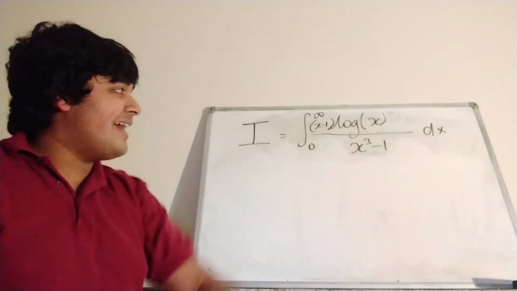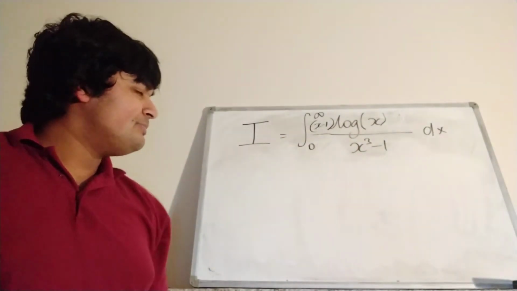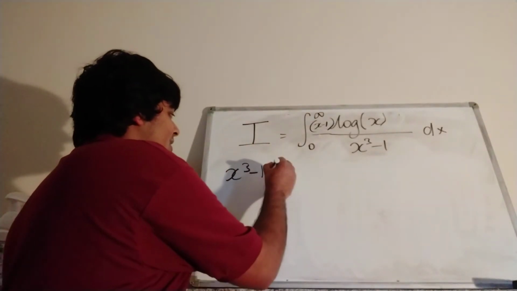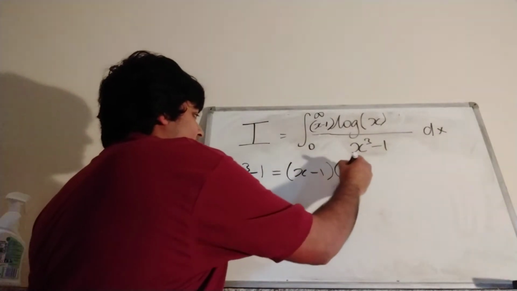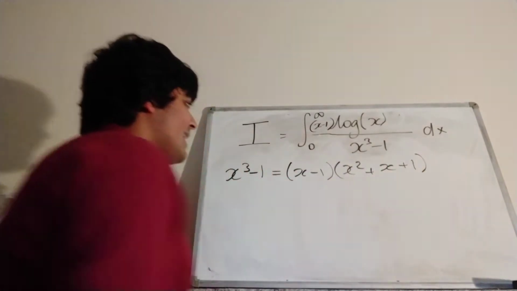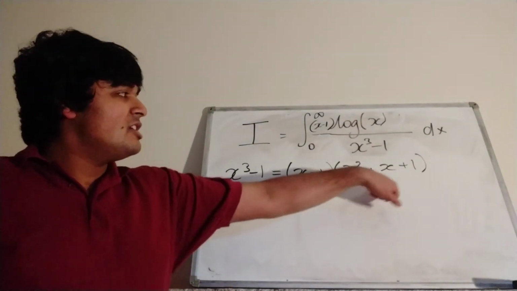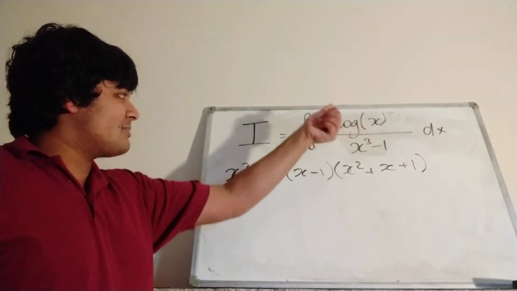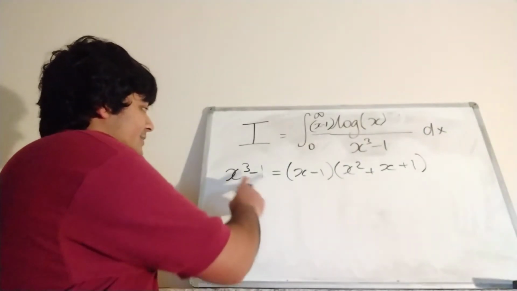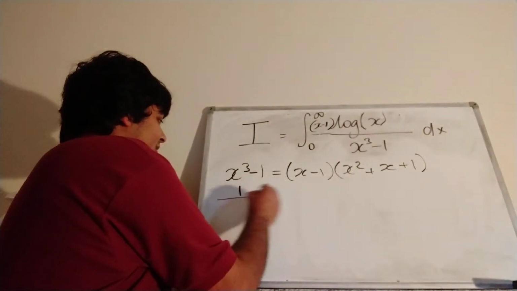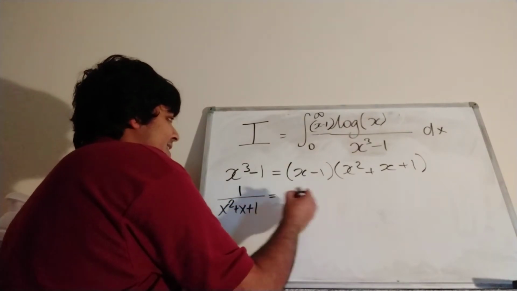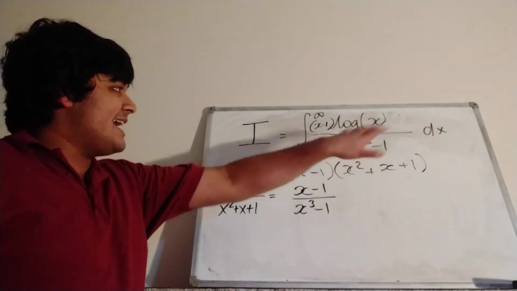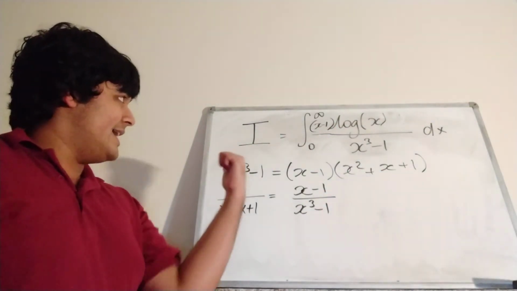Now this x minus 1 over x cubed minus 1, we can simplify. A few different ways you can do it, but you can check for yourself: x cubed minus 1 is x minus 1 times x squared plus x plus 1, and you can see that by expanding the brackets or using the geometric progression formula. So x minus 1 divided by x cubed minus 1 is 1 over x squared plus x plus 1. So I can replace the x minus 1 over x cubed minus 1 with this.